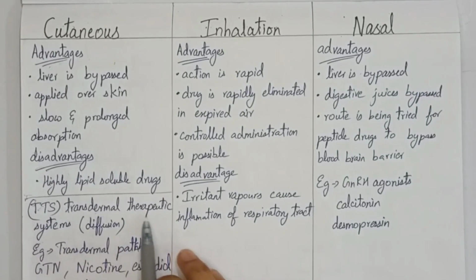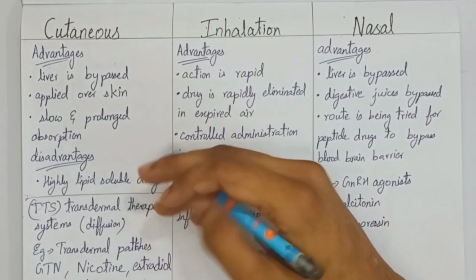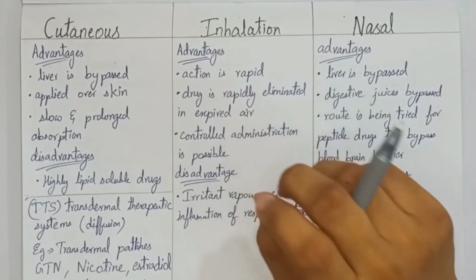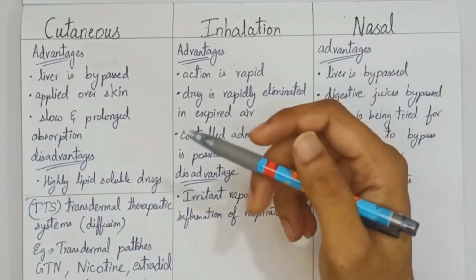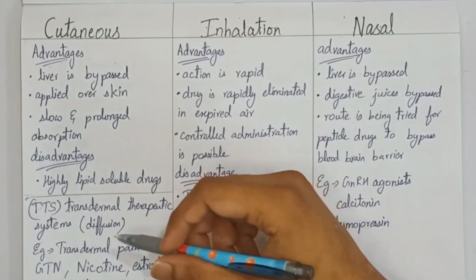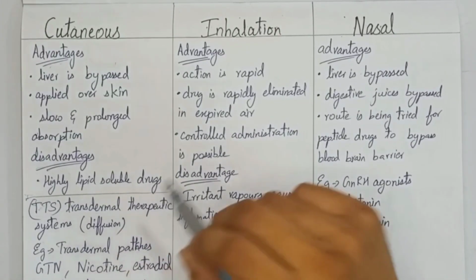TTS, transdermal therapeutic system. When a drug is given as transdermal patches, the drug slowly diffuses into the skin and reaches the systemic circulation. Examples are GTN, nicotine, estradiol. TTS lasts for 1 to 3 days.